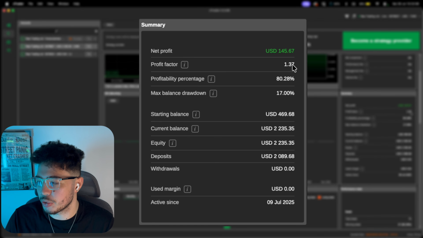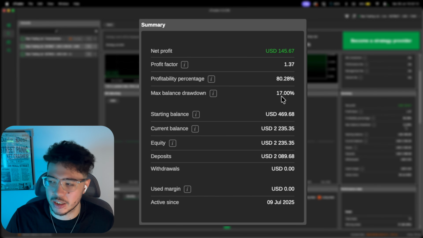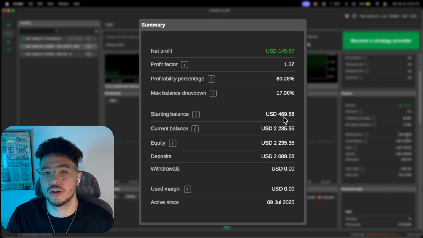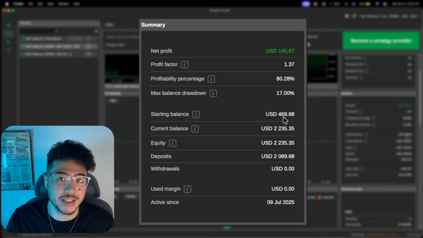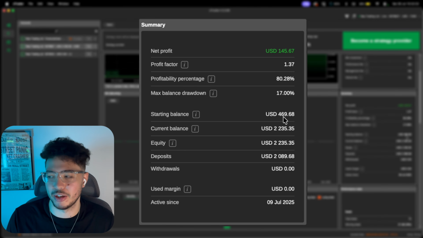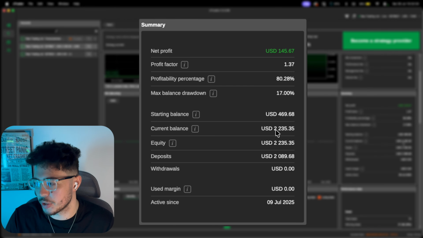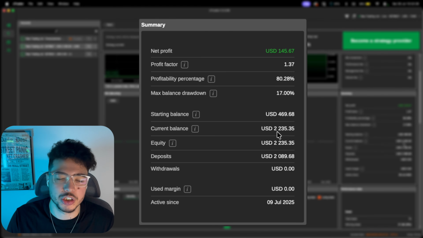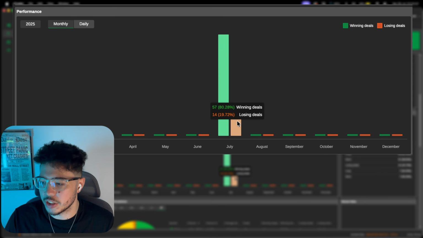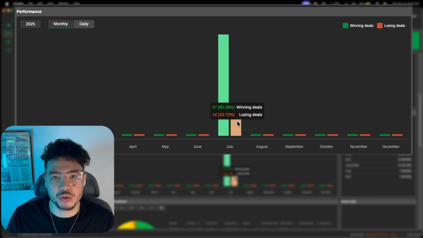Profit factor is 1.37. Profitability, 80.28%. Now this drawdown, again, was when the account was this initial balance of $469, which wasn't enough to be trading the equities or indices markets, as we all should know. So that was a little bit of an oversight on my part, but since then I deposited a little bit more so I can take the risk that I need to ensure I can take 1% or 2% risk depending on the trade.